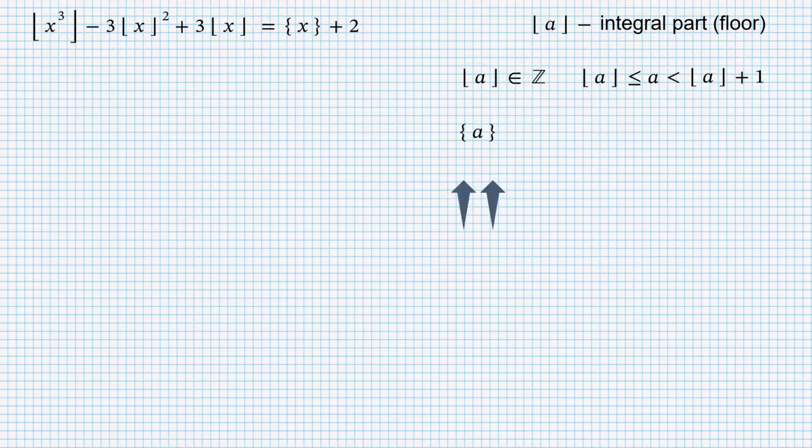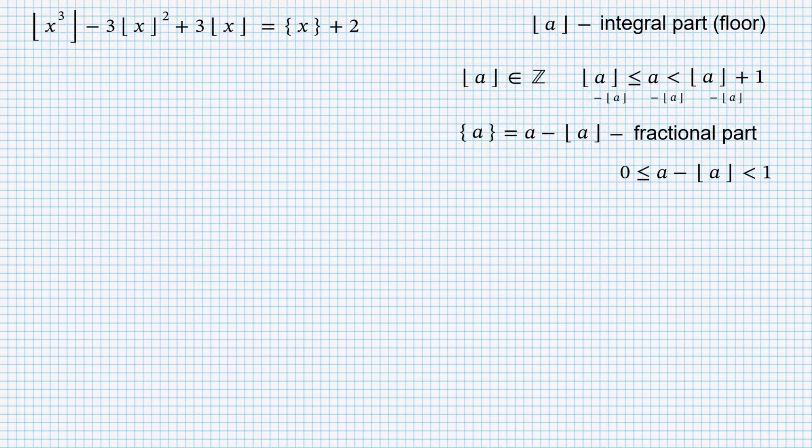The curly braces denote the fractional part of a number, defined as the difference between the number and its integral part. If you take the inequality for the integral part and subtract the integral part from all parts of the inequality, the obtained inequality will contain the fractional part in the middle, so it can be rewritten as: the fractional part is no less than 0 and less than 1.